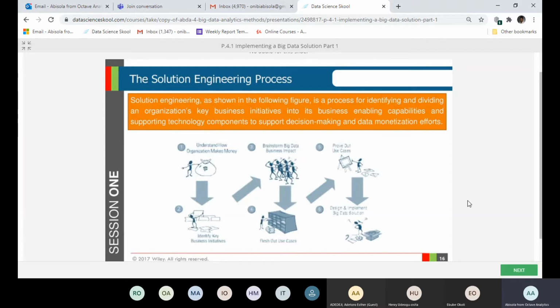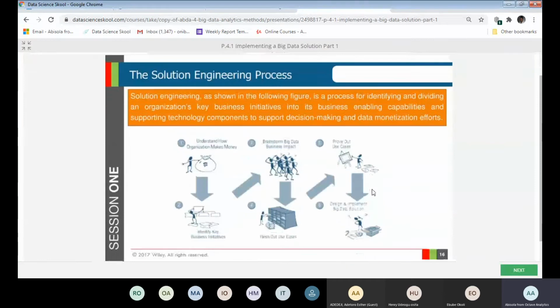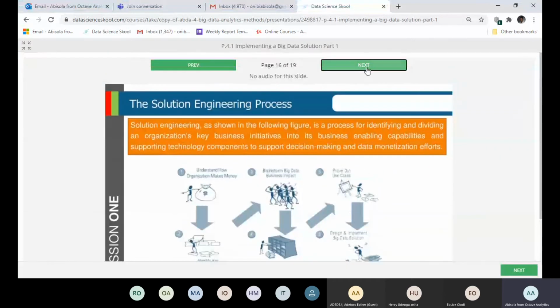And we have different steps in this solution engineering process. We have understanding how the organization makes money. That's the first one. Second one is identifying key business initiatives. Third one is brainstorming big data business impact. Fourth one is fleshing out use cases. Fifth one is proving out use cases. And then the sixth one is designing and implementing the big data solution. This is not very clear, but I just mentioned six of them. So we'll be taking them one after the other.